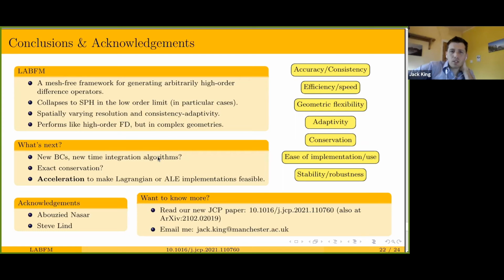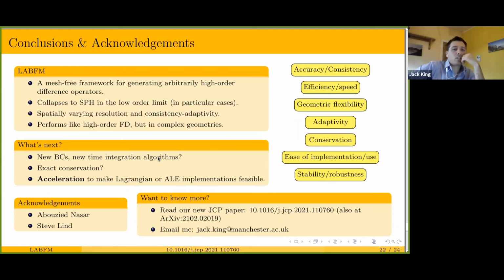So, I suppose the point of a method like LABFM is that the error due to the particle distribution, I was going to say, doesn't exist. In SPH, we've traditionally thought of there being two forms of error: a smoothing error and a discretization error. The smoothing error is fundamentally due to the SPH interpolation procedure. The discretization error is due to our approximating SPH integrals with summations.